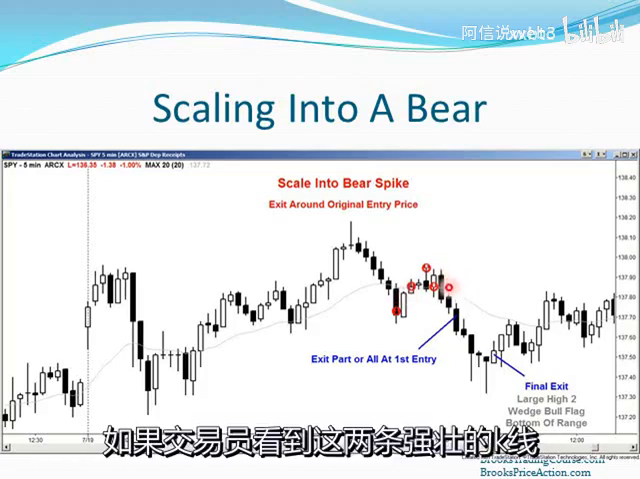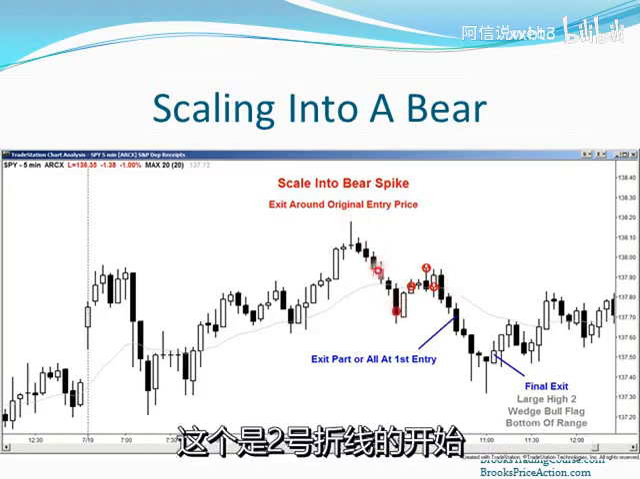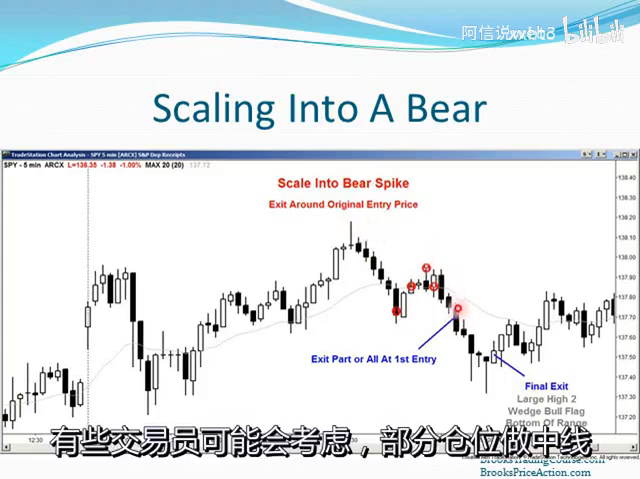If they saw these 2 strong bear bars and decided that we're probably going to get a leg 1 equals leg 2 move down, here's leg 1, here's the start of leg 2, they may have been willing to swing part of their trade.